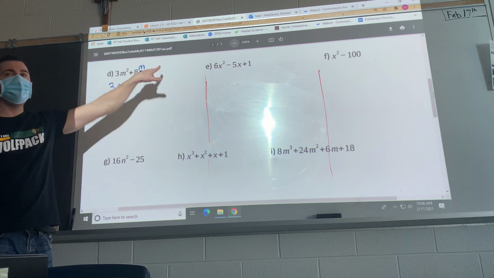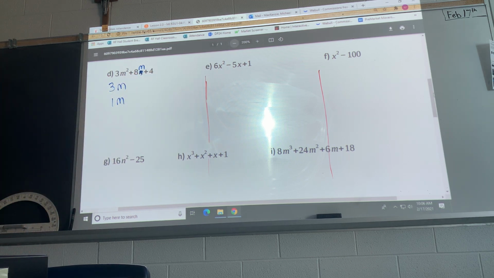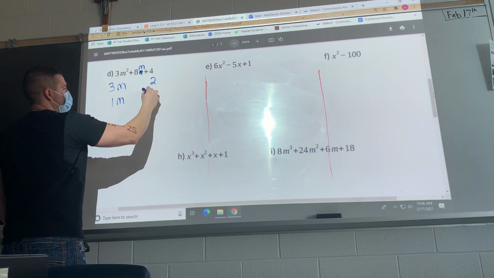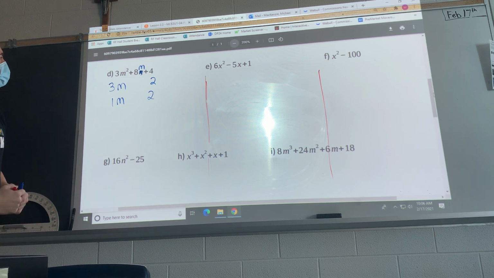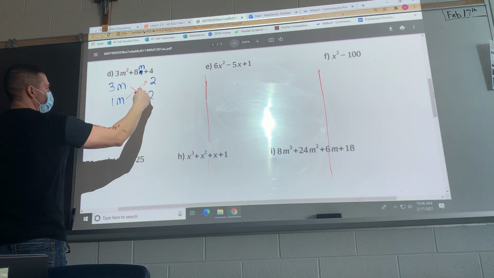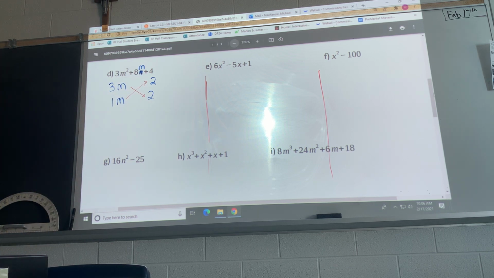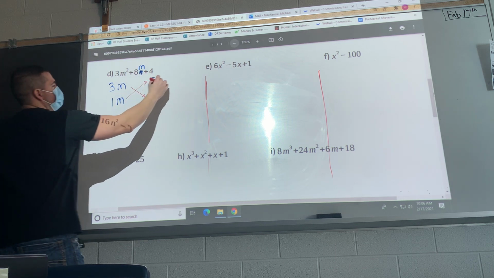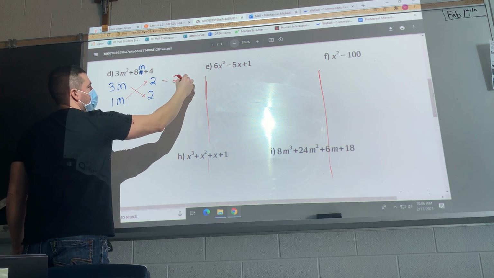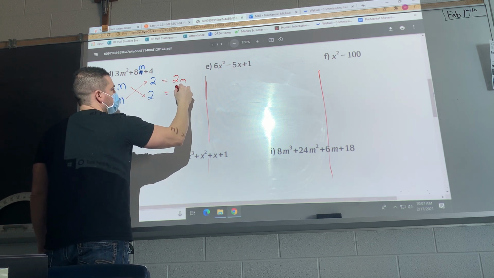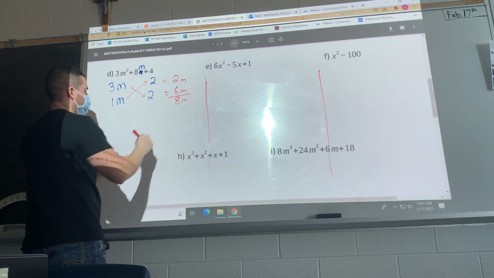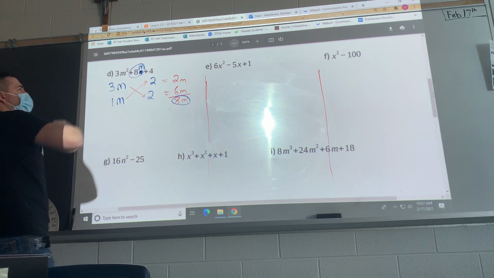Now let's break down the 4. We have 2 options. What's the most common one, you think? 2 and 2. So break down the 4 into 2 and 2. Now we cross multiply and add the answers together to see if we get to 8m. So we have 1m times 2 is 2m. 3m times 2 is 6m. If you add them together, you get 8m, which is our middle term. So we did it correctly.